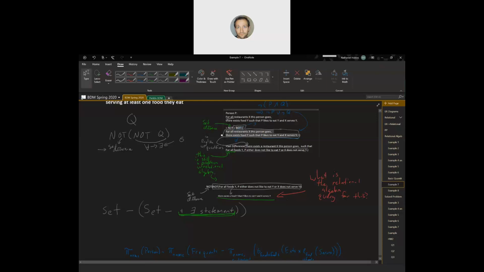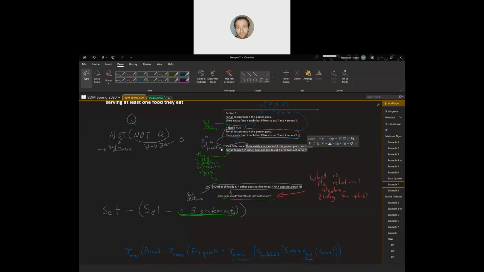And that logically goes to, instead of for all restaurants this person goes, there exists a food that they like to eat and the restaurant serves it, to there exists a restaurant that this person goes such that all the foods that are served, the person either does not like to eat it or the restaurant doesn't serve it.